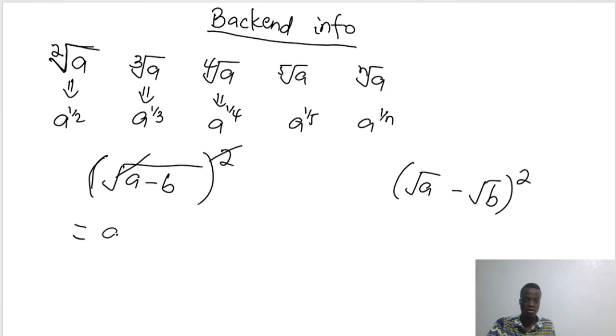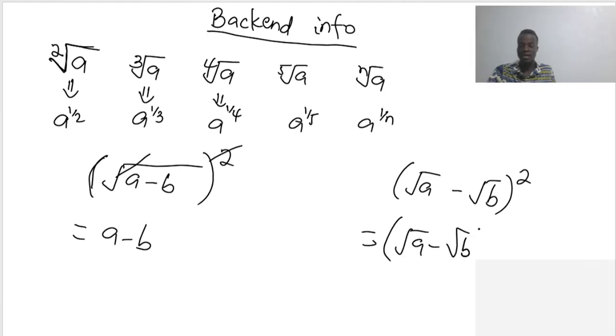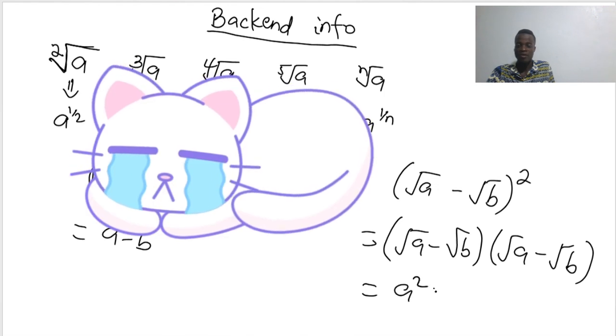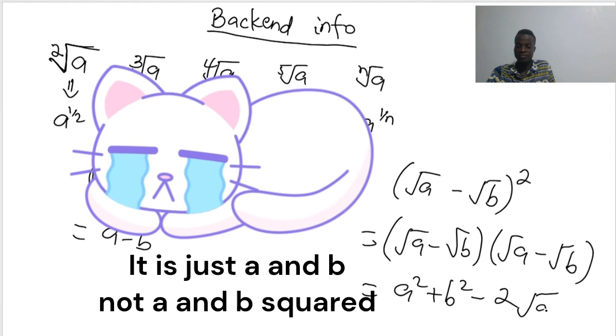I will tell you why. It's just going to get a minus b, but this one is not the same as that. This one is just telling you to repeat them and expand. So you are repeating this twice, and then you do expansion. You expand to have a squared plus b squared minus 2 root ab. So if you do the expansion, you finally get this.